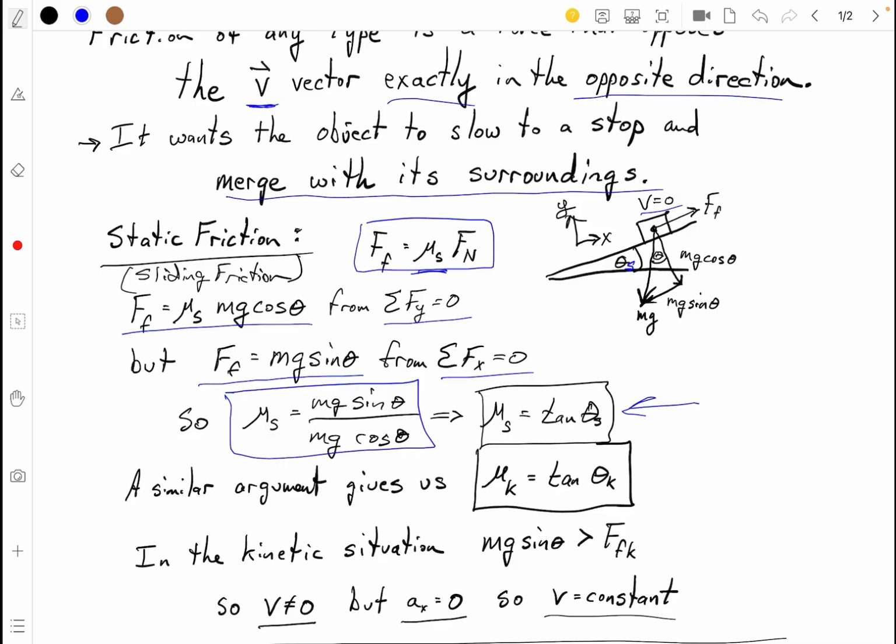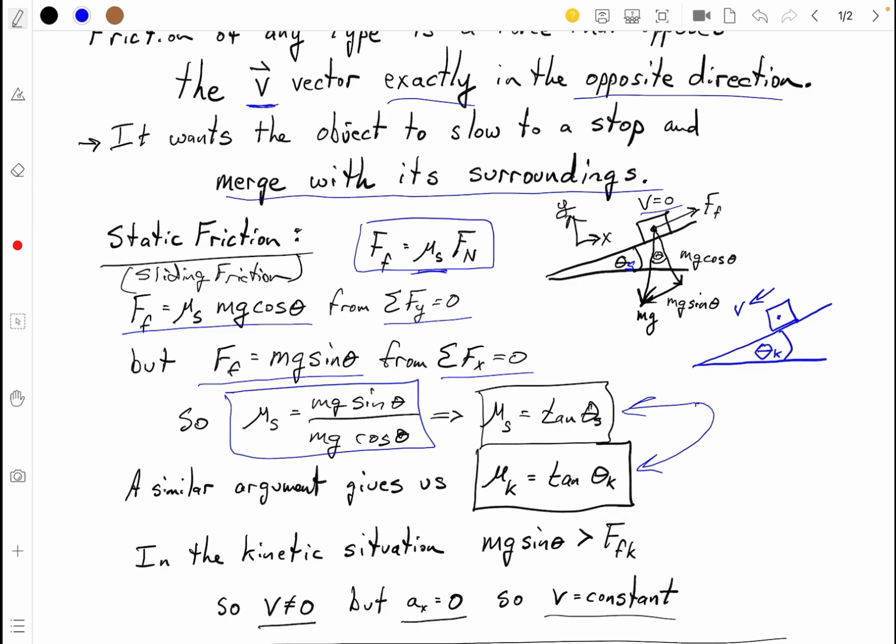And a similar argument, I'm not going to get into it, okay? You can look at the argument, but it's going to give you the same relationship, okay? But it's tangent of theta kinetic. What does that mean? That means the whole thing has now moved, so we're at a different theta, a different theta kinetic, one where this box actually will slide with a v, okay? So what is that v? That's a terminal velocity.